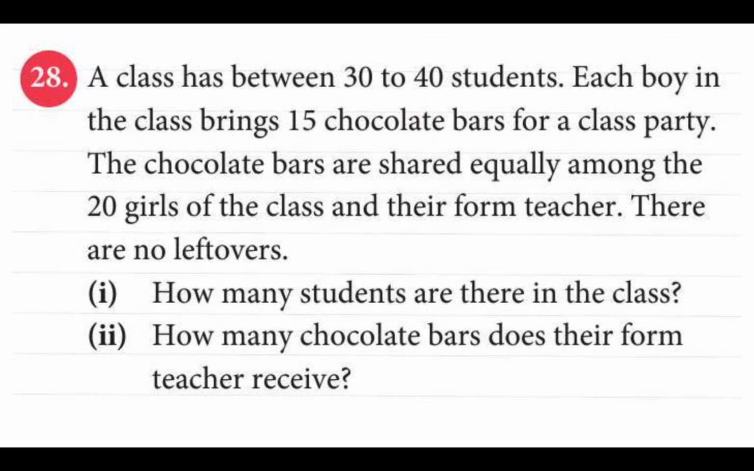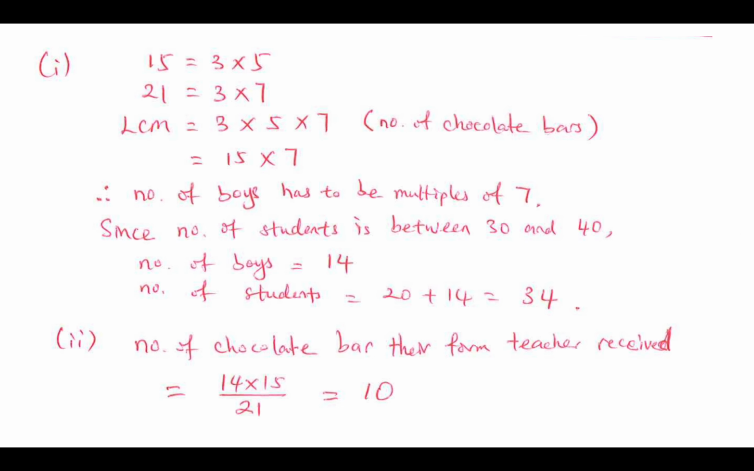So how do we know how many boys? Well, we know that each boy brings 15 chocolate bars and they are shared among 20 plus one form teacher, so shared among 21 people. So we are looking at the LCM of 15 and 21 over here, right? So 15 and 21, find the LCM. That will give us 3 times 5 times 7, which gives us actually the number of chocolate bars. So what happened is we end up with 15 times 7. That means we need to have 7 boys to bring 15 chocolates each in order to distribute it properly.